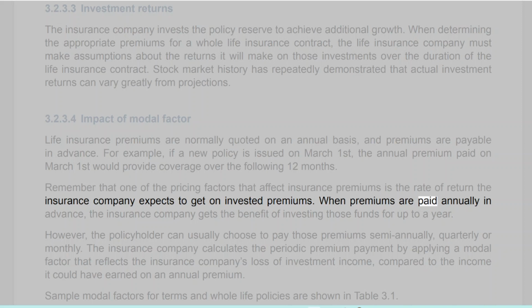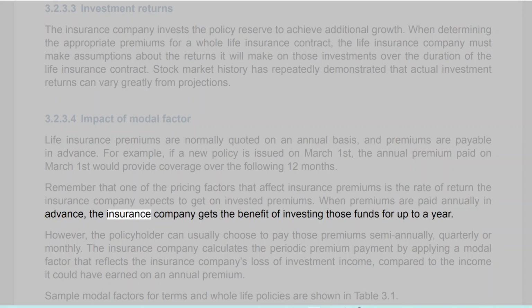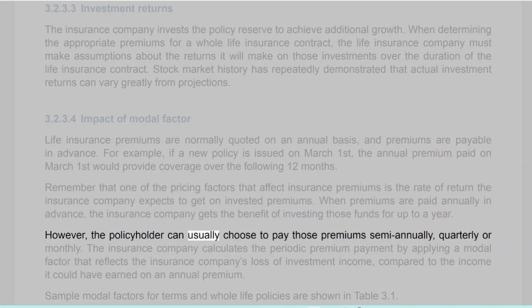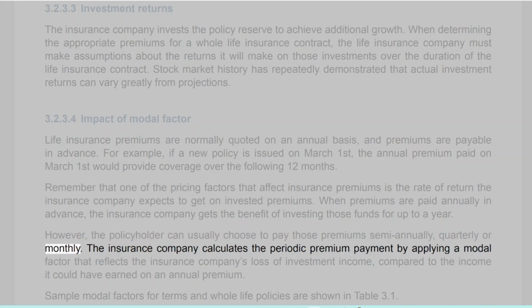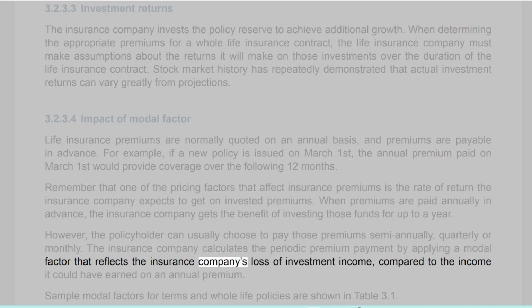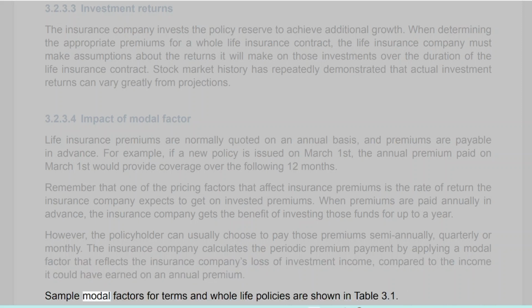When premiums are paid annually in advance, the insurance company gets the benefit of investing those funds for up to a year. However, the policyholder can usually choose to pay those premiums semi-annually, quarterly, or monthly. The insurance company calculates the periodic premium payment by applying a modal factor that reflects the insurance company's loss of investment income, compared to the income it could have earned on an annual premium. Sample modal factors for term and whole life policies are shown in Table 3.1.